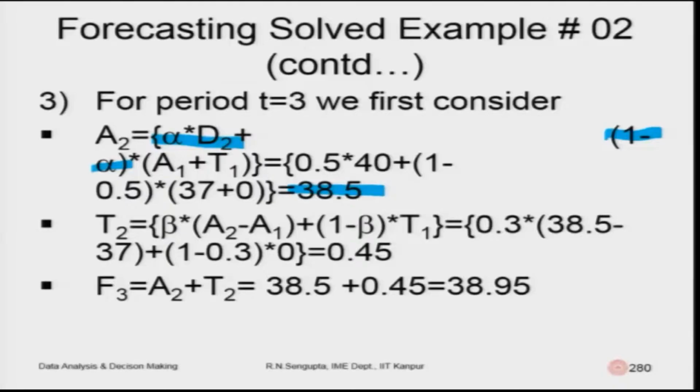Now, F3 is the value given by A2 plus T2, and if you add them up, for the first time A2, T2 and all these values are changing with respect to the base value you started with. So, the F3 value becomes 38.5 plus the fluctuation, or the variance sort of thing, which is 0.45, and it becomes 38.9.